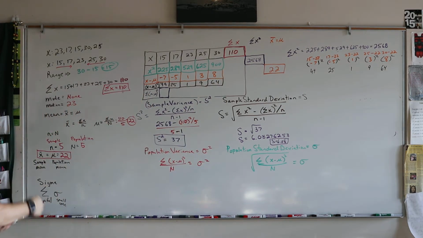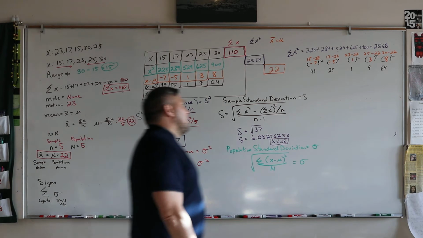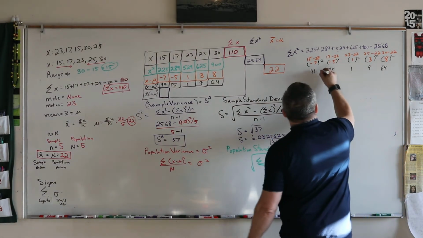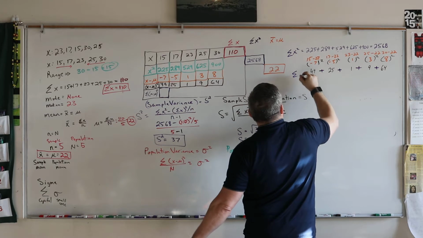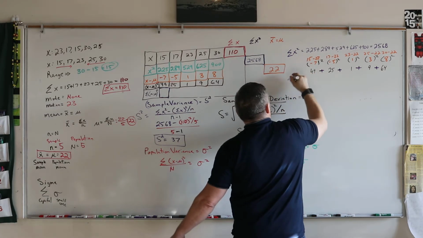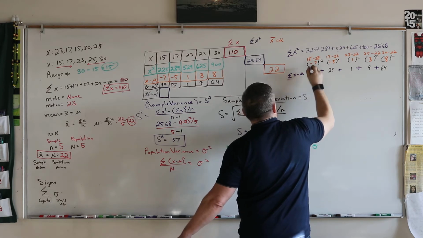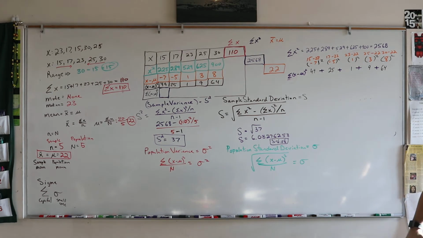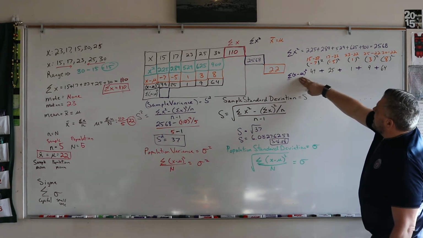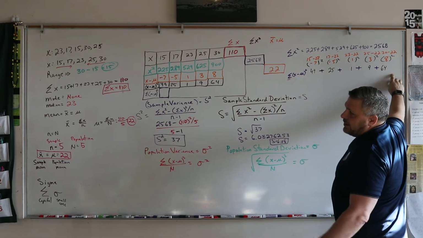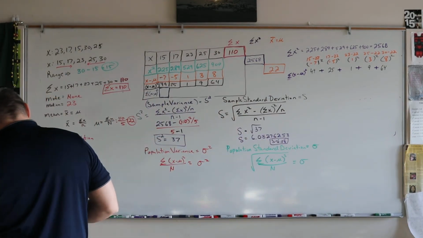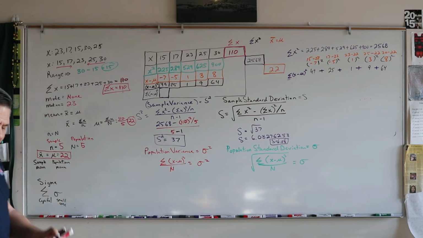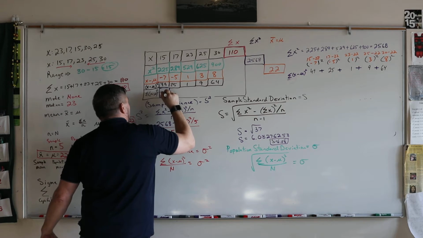Okay? And then we finally get to this last piece right here, which is the sum of the squares. So now we're going to take these and we're going to add them. That's it. The sum of the x minus mu squared, right? So you have to do this, then square it, then finally add it up, okay? And when you add that up, you should get 148, okay?